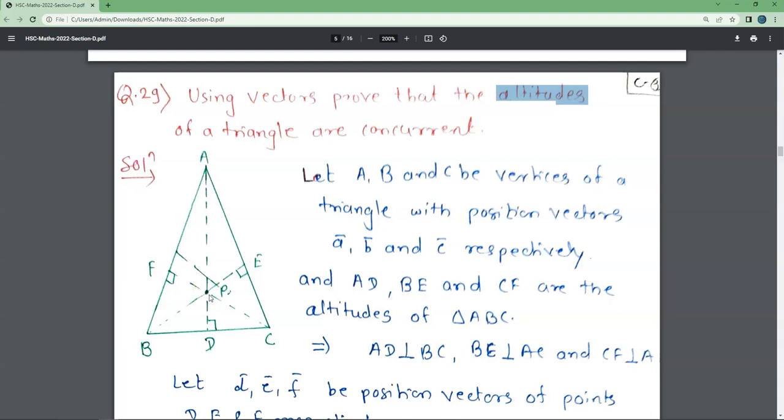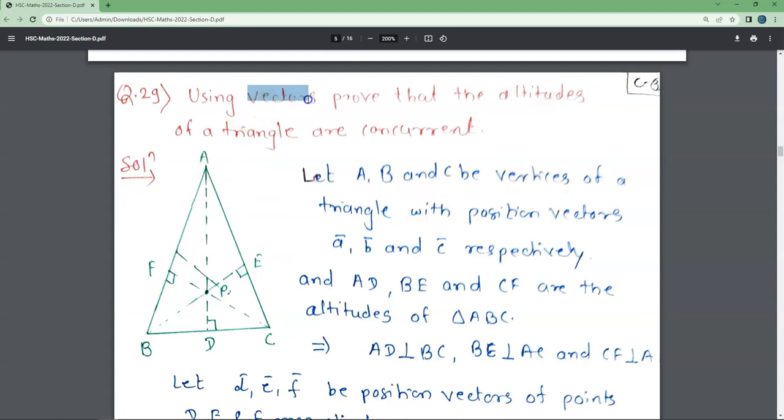कॉन्करंट म्हणजे काय? ते तिघचे तिघ एकाच ठिकाणी इंटरसेक्ट करताय. So they want us to show that all three basically intersect at a single point. That's what they want us to show. Now let's write down what they have given. So let A, B, C be the vertices of a triangle.